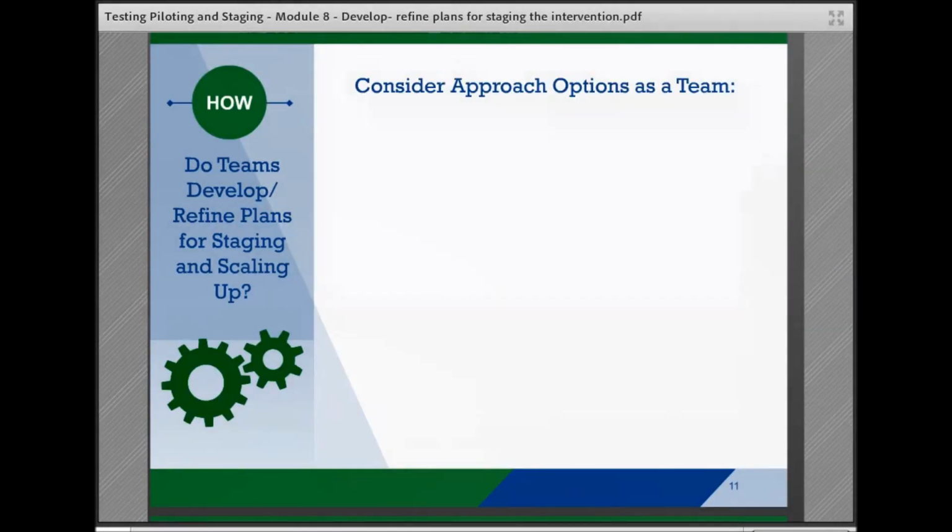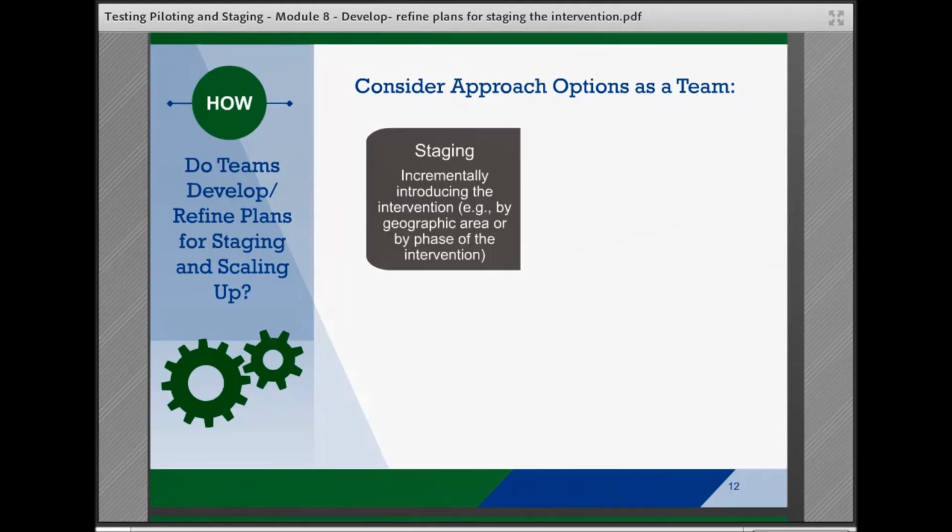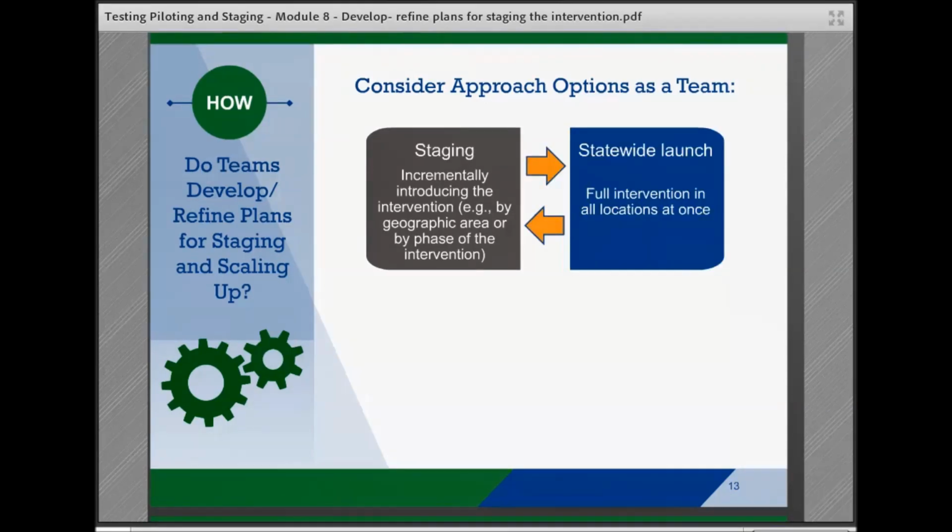Teams may take different paths for rolling out and scaling up an intervention, including staging, which could be incrementally introducing the intervention, either by geographic area, for example, by regions, counties, or clusters, or by phase of the intervention, for example, by core components or aspects of the intervention. Or the team may choose a statewide launch of a full intervention in all locations at once.